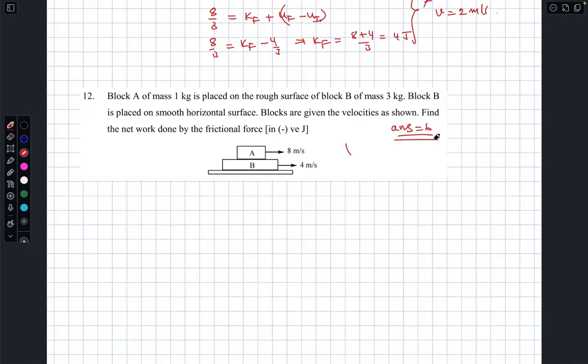1 kg block A is placed on a rough surface of block B of mass 3 kg. Fortunately, block B is placed on a smooth horizontal surface. So there is some point of time till friction is kinetic. So you do it your way, I will do this problem in one step. Trust me, I will do the problem in one step. And by the way, don't question me.